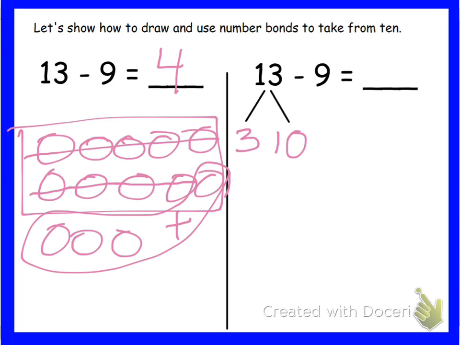Now I'm going to take away 9 from 10. Well, I know if I take away 9 from 10, there's going to be 1 left. So now 3 and 1 is what's left over once I've taken away 9 from 10. So I'm going to circle 3 and that 1. So 3 and 1, 3 plus 1 equals 4. So we know that 13 minus 9 equals 4.